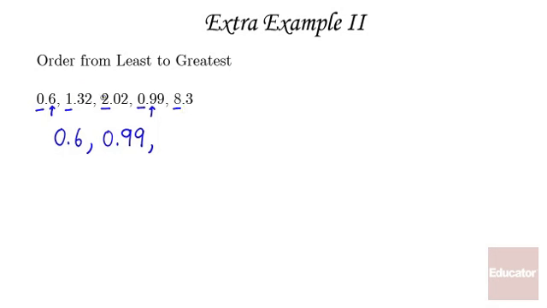So I know that this one is going to go next. 1.32. Then it's going to be 2.02, and then 8.3. Okay, so then there are my numbers, my decimal numbers, in order from least to greatest.